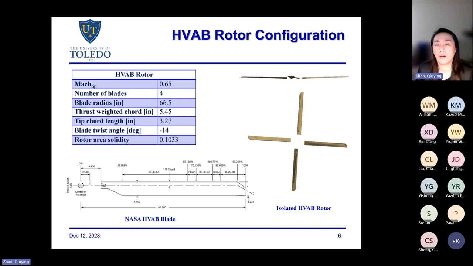Let me introduce the rotor configuration. The HVAB rotor is a four-bladed rotor, and what we simulated is at tip Mach number 0.65 and RPM 1250. Here the table shows the geometric parameters. Here is the side view and the top view of the isolated rotor. The solidity is approximately 0.1.